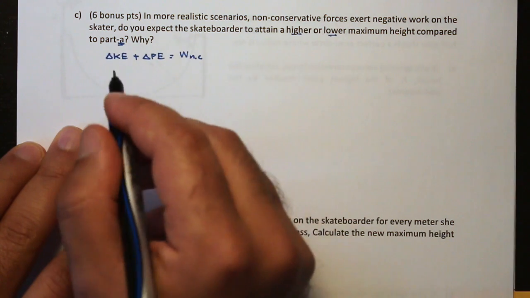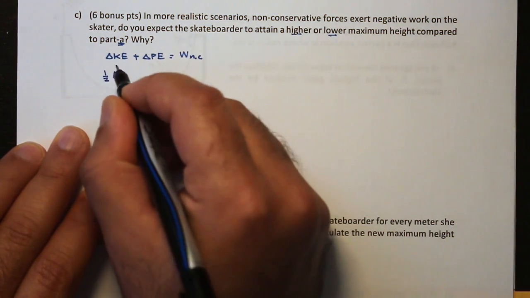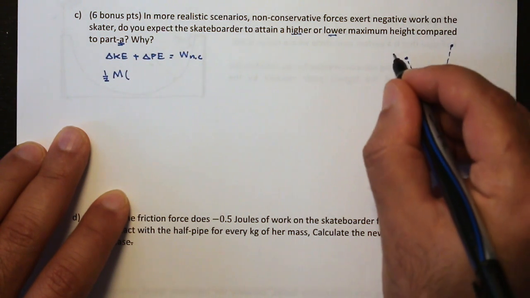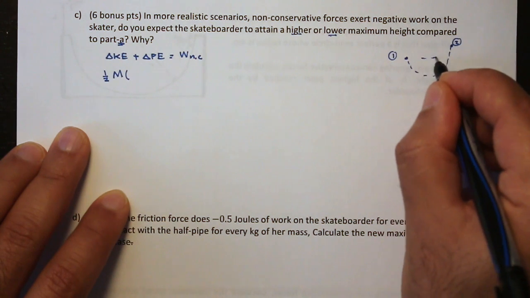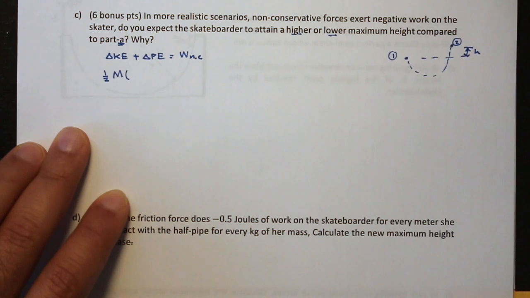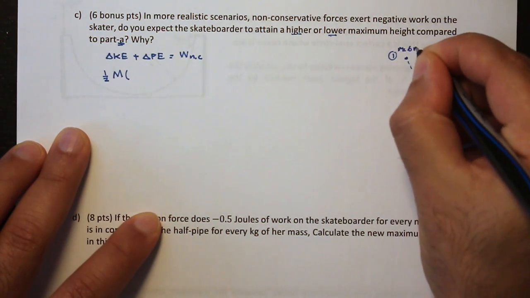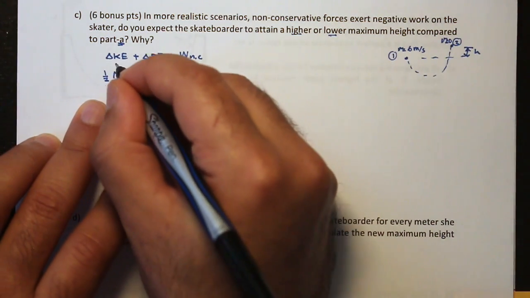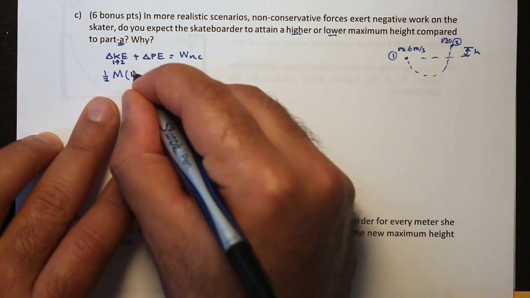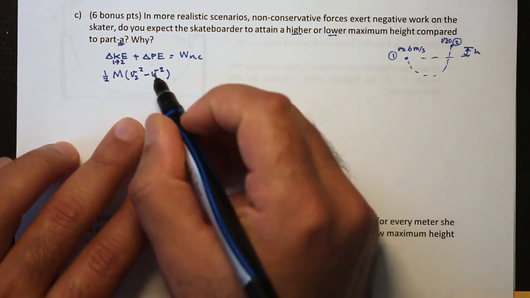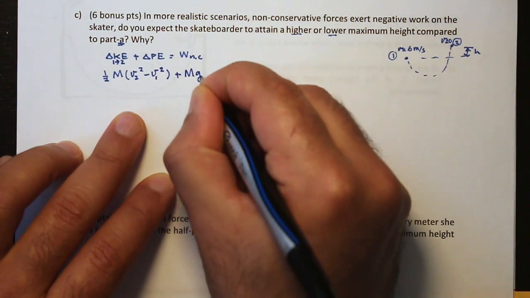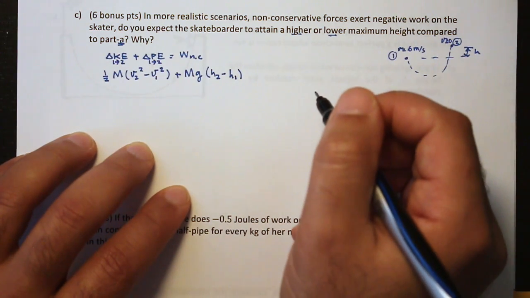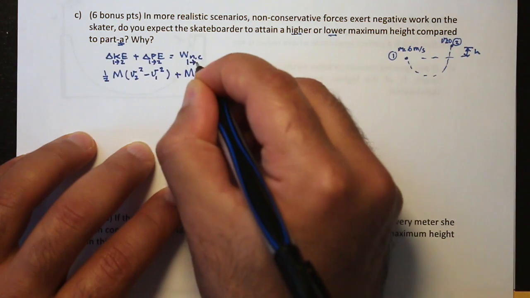So if you remember, we said that the difference in kinetic energy was half m, and if I'm comparing the two positions, 1 and 2, where she attains the maximum height, and the difference between them is height h, where v equals 6 meters per second at point 1, and v equals 0 at point 2, then the difference in kinetic energy going from 1 to 2 is equal to half m times v2 squared minus v1 squared, and the change in potential energy is equal to mg times h2 minus h1, and that will be equal to the work of the non-conservative forces going from 1 to 2.